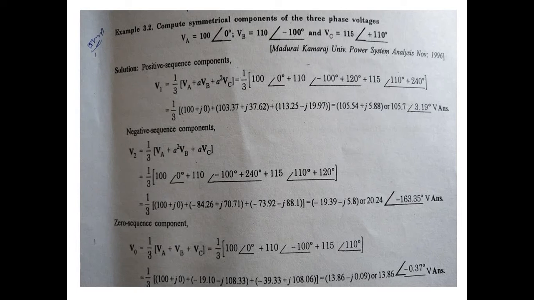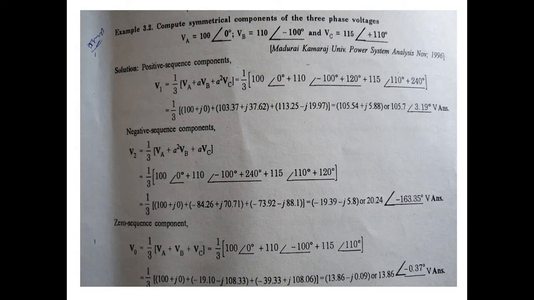Now you know the meaning of a and its value, which we had already discussed. So here, 1/3 of VA is 100 at an angle of 0 degree, which is given in the numerical, plus VB is 110 at an angle of minus 100 degree. Since we have to multiply it by the factor a, and we had already discussed that a means we add 120 degree to the angle in polar form, it will be minus 100 degree plus 120, plus a²VC.